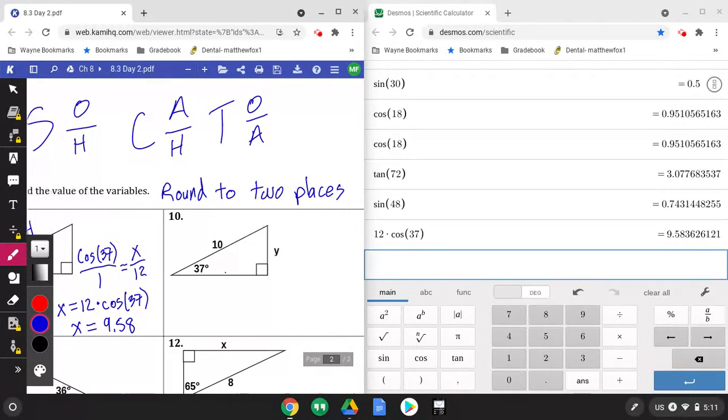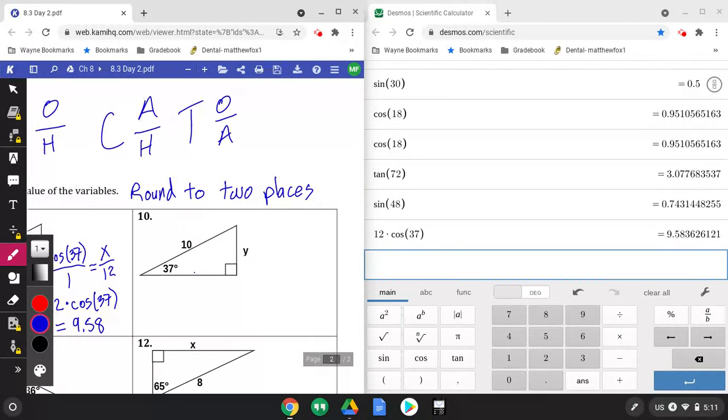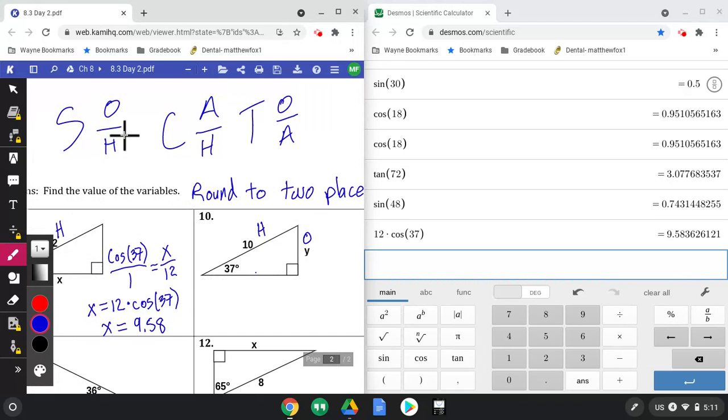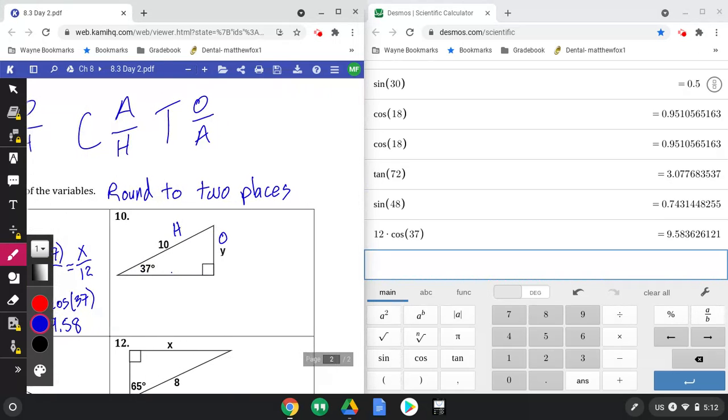Now we want to go on to the next one. So once again, 37 degrees. However, this time our hypotenuse is still here. Over here, this would be our opposite. So O and H, if we look, that's sine. So sine of 37 divided by 1 would equal O over H, so y over 10. We cross multiply, and we get y equals 10 times the sine of 37.